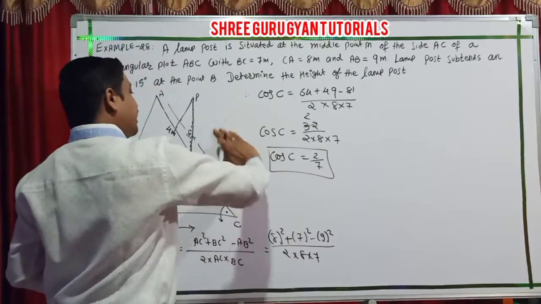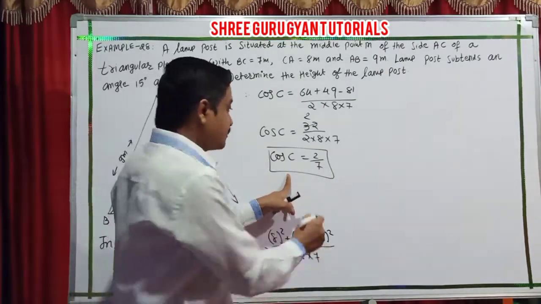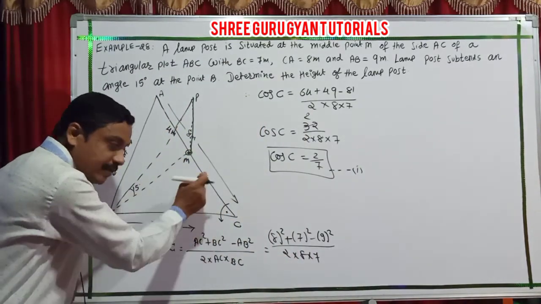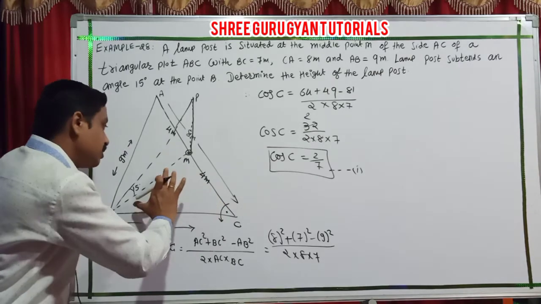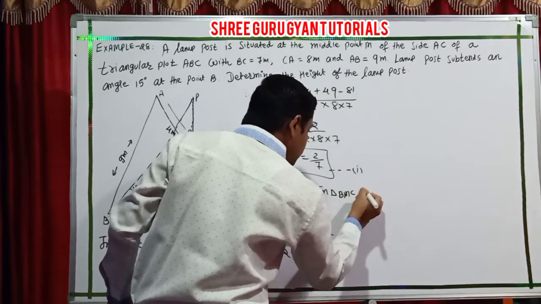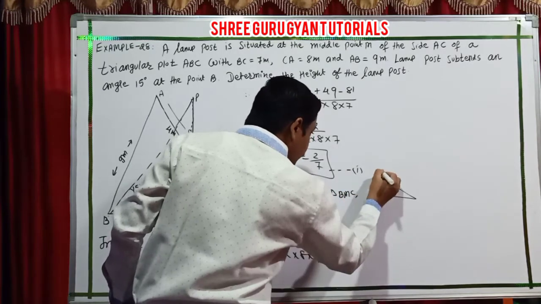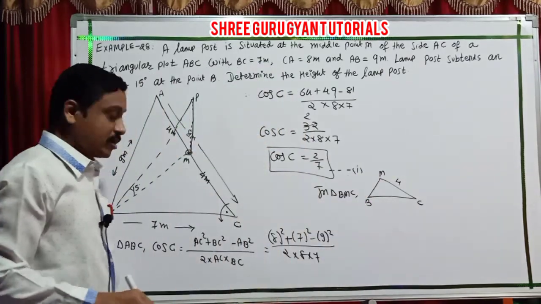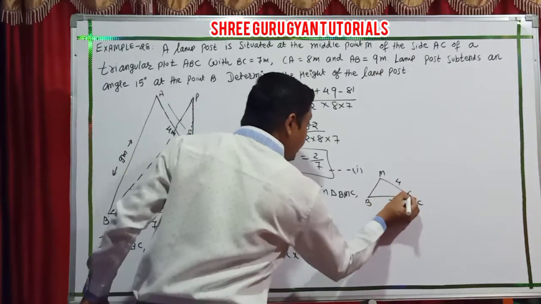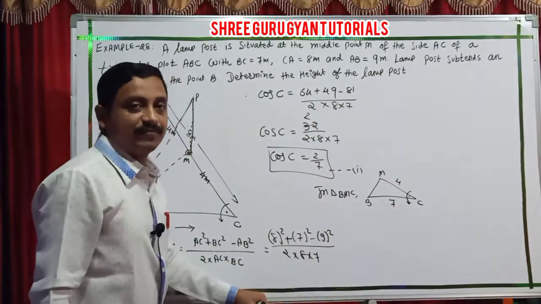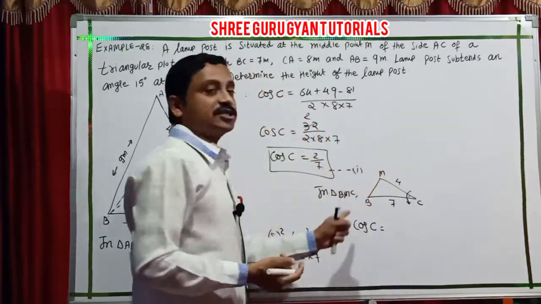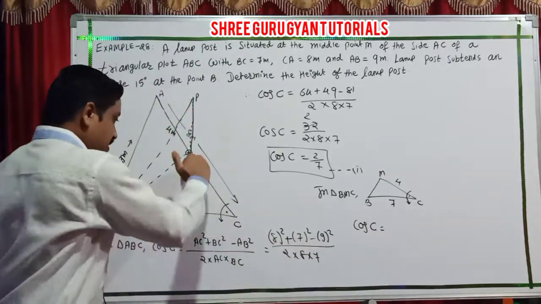Students, now I explain why I have written this cos C. Because this cos C now operates in the triangle BMC. BM you have to find out. So I go now to the inner triangle BMC. Students, this triangle I explain to you. In BMC, CM is 4, BC is known, 7, and BM is your target. But I put the value again by angle cos C.